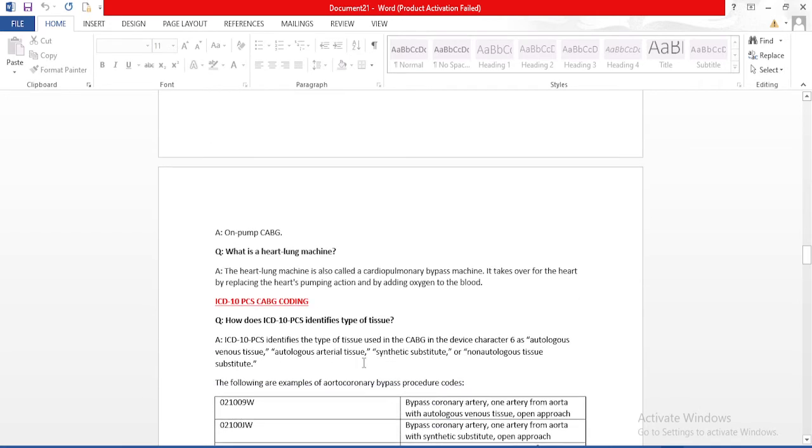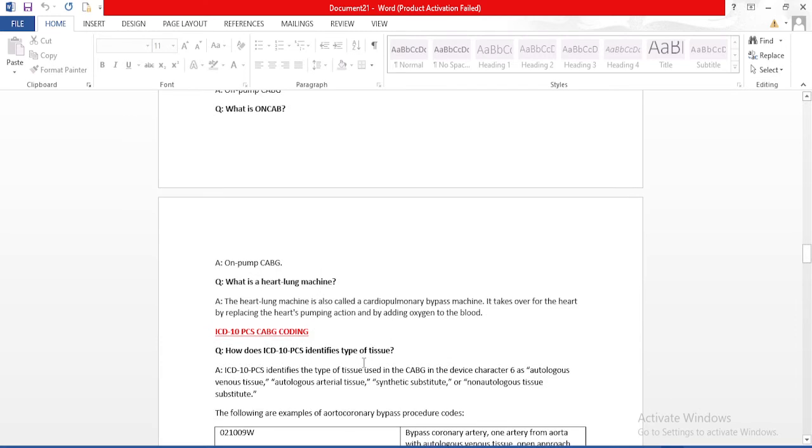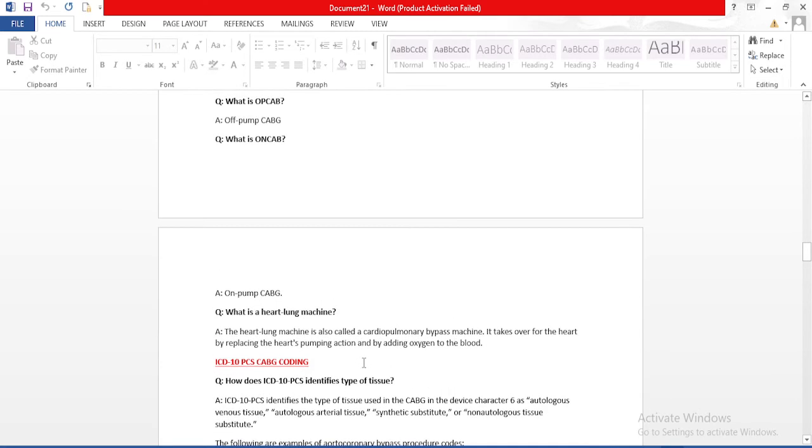So here, what is a heart lung machine? The heart lung machine is also called cardiopulmonary bypass machine. It takes over for the heart by replacing the heart's pumping action and by adding oxygen to the blood. So basically, whenever a physician performs a bypass surgery, he will remove the blood from the heart and he will keep it in the heart lung machine, where the perfusionist, the person who is trained in heart lung machine running, will take care of that blood.